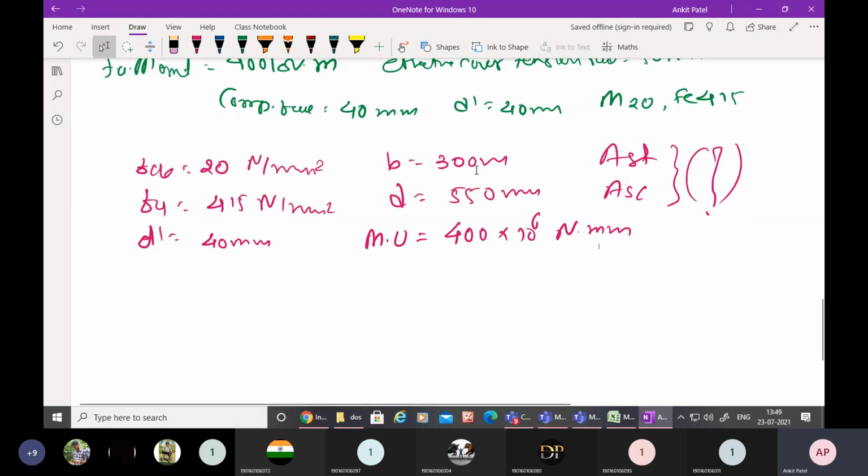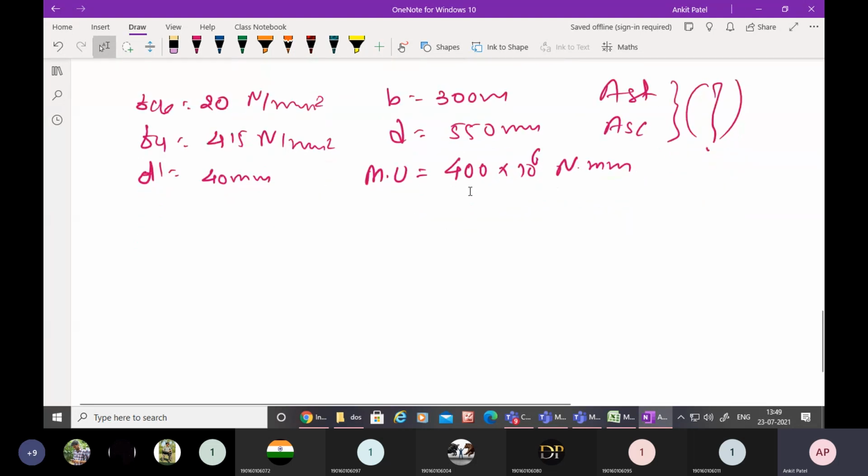We have the cross-sectional dimensions, that are 300 mm and 550 mm. First of all, we have to justify which type of section this is. Either we have to design it as a singly reinforced section or a doubly reinforced section. For that, first of all, we must know the MU limit criteria. So what is your MU limit? MU limit for 415 grade of steel is 0.138 into FCK into BD square.